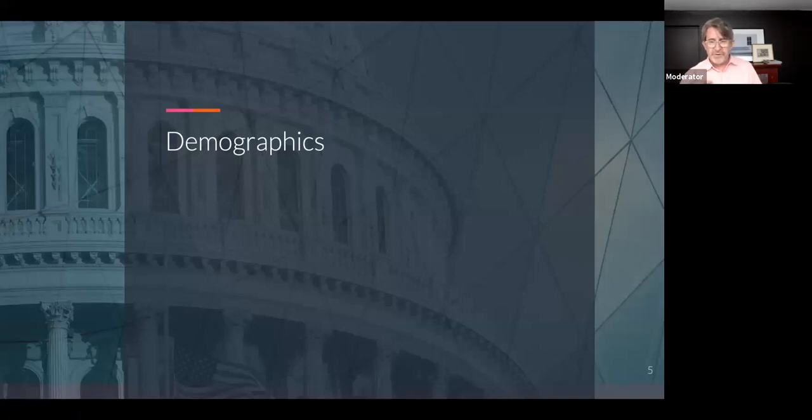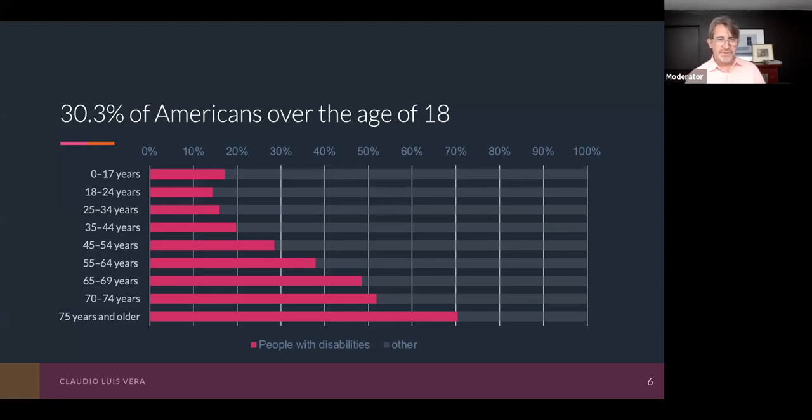So let's dive into the actual subject matter. For those of you who saw the last talk a few weeks ago, let's do a quick refresher in terms of the number of people in the United States with disabilities. It's a staggering amount if you start talking about the number of people who have a disability and who are either of working age or adults over the age of 18.